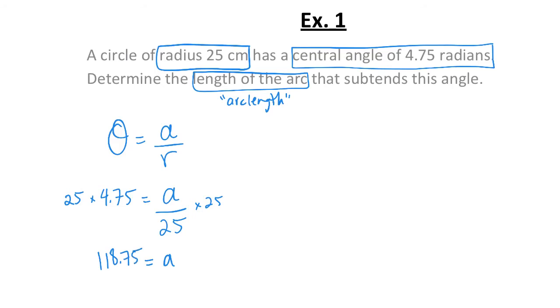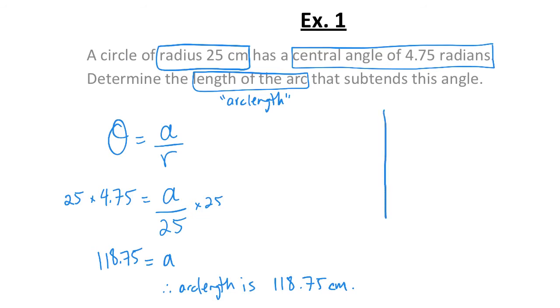118.75. And then now we have to think about what units this is in. Because the radius was in centimeters, this arc length has to also be in centimeters. So we have, therefore, the arc length would be 118.75 centimeters. And again, it's really important that we think about whether or not this is a reasonable answer.